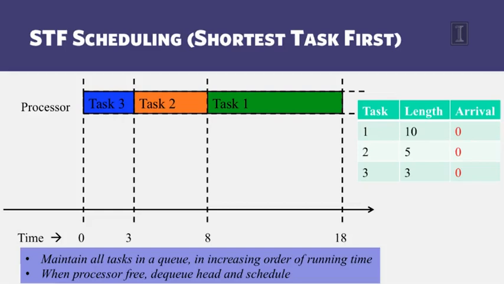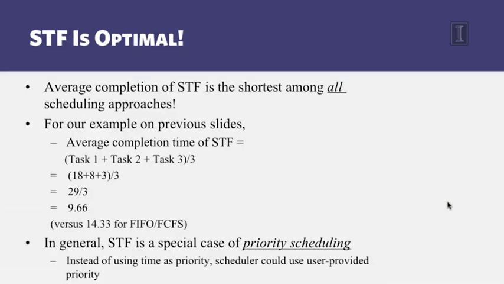So why does STF do better than FIFO? Well, STF in fact can be formally proved to create the smallest average completion time among all possible scheduling approaches for a single processor system. So given a single processor system and a bunch of tasks that you need to schedule, among all the possible scheduling strategies that you might have, the STF strategy gives you the smallest average completion time.